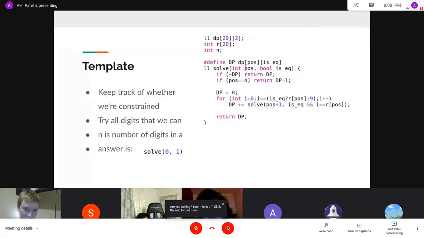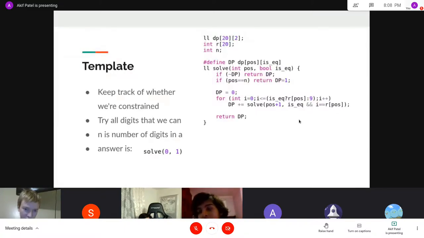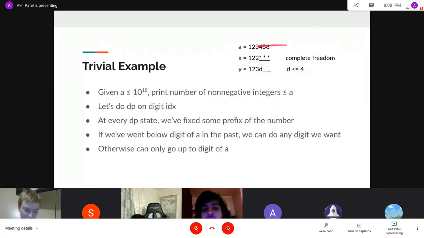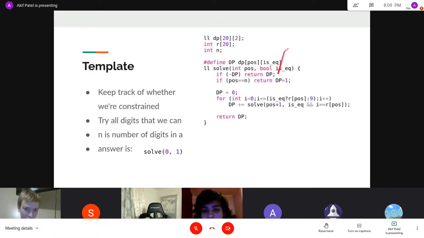So DP, as I said before, is the position and whether or not we're equal. And then if we're at the end, we just return 1. If we fix the full prefix, the entire number, there's no more slots for us. There's only one number that works that way. Remember A was like 1, 2, 3, 4, 5, 6, if we filled in, I don't know, 1, 1, 1, 1, 1, 1, 6 times, there's only one number that has that as a prefix. Right? So that's it, we're done. There's only one number that works.